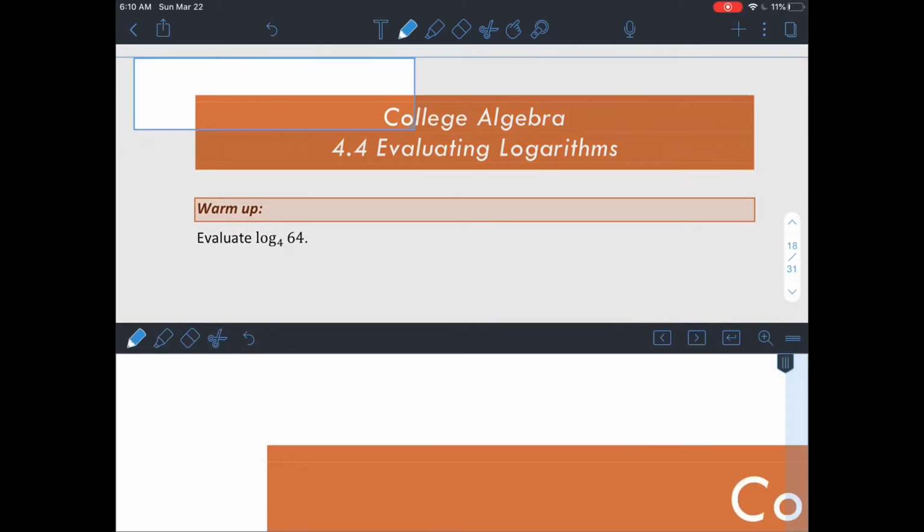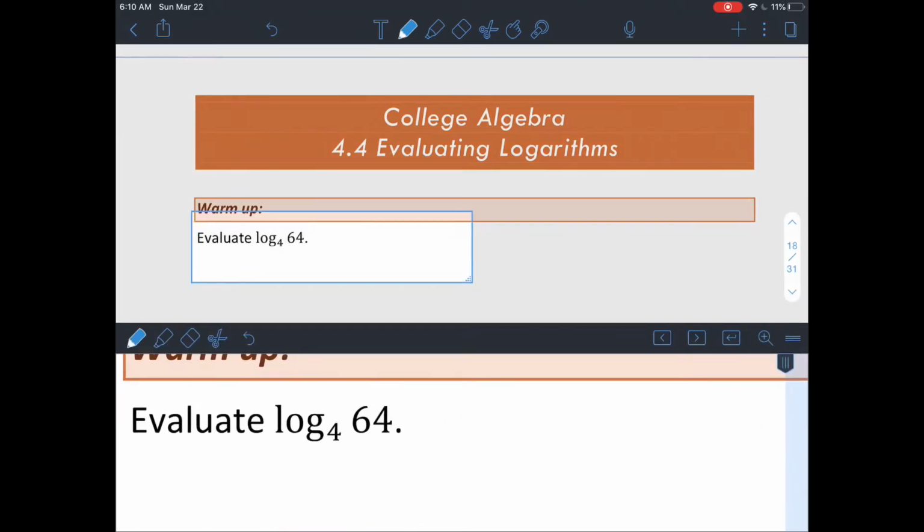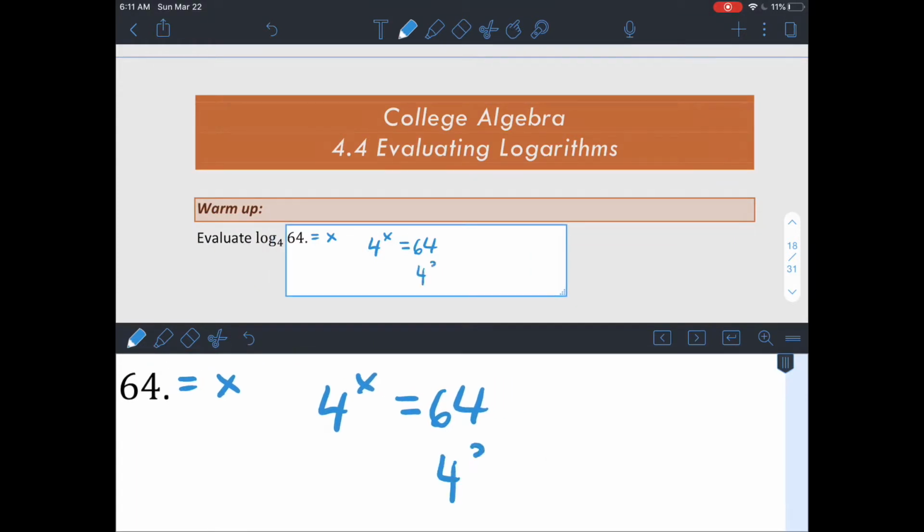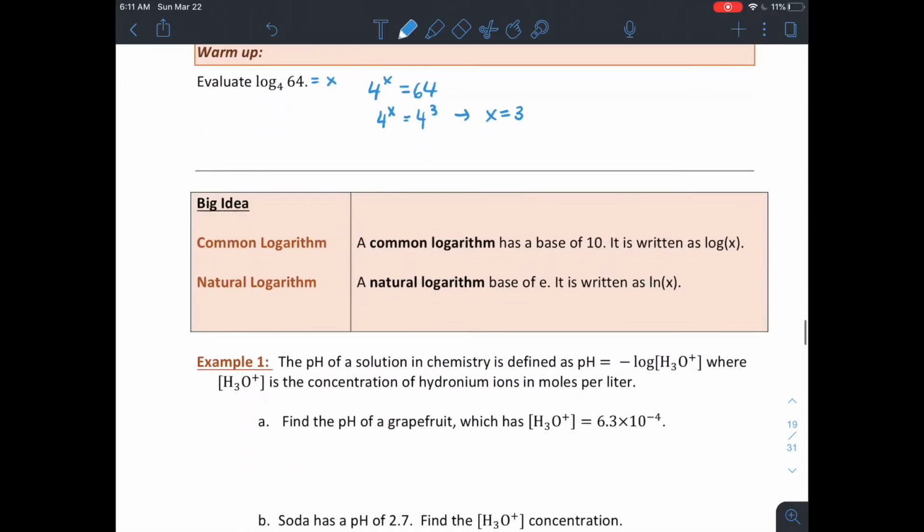Okay, so we're going to evaluate some logarithms, which you've done before, but we're talking about two specific types of bases today. Regular old logarithm like this, you go, hey, 4 to what power gets me 64? And then think 4 to the third is 64. So that logarithm is just equal to 3.